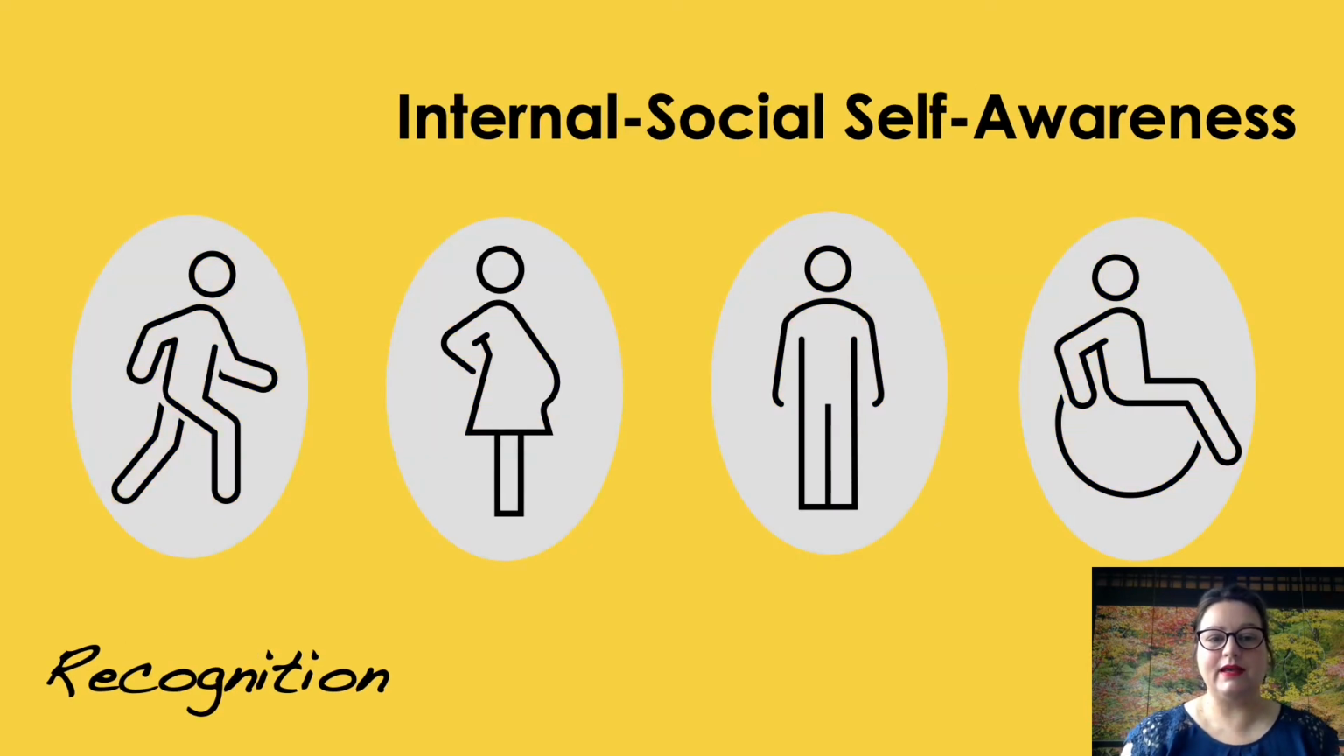Then the next layer, internal social self-awareness, is that bubble around us which we tend to refer to as our personal space. So if you think of internal social self-awareness, it's your recognition of your personal space, but also your recognition of other people's internal space. So it's recognition of us and recognition of others.